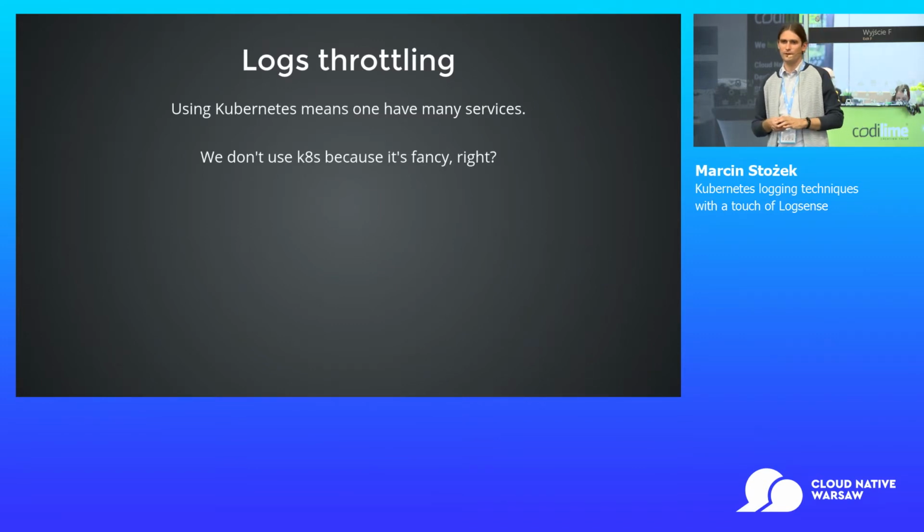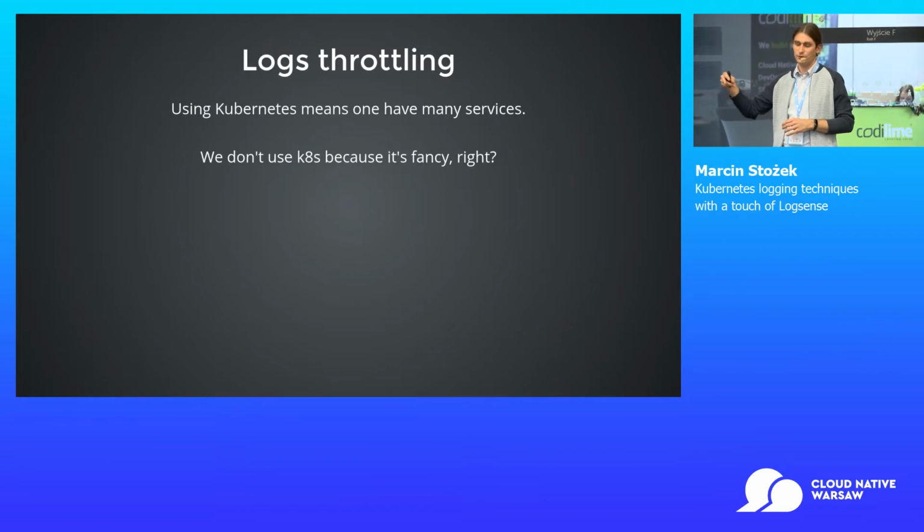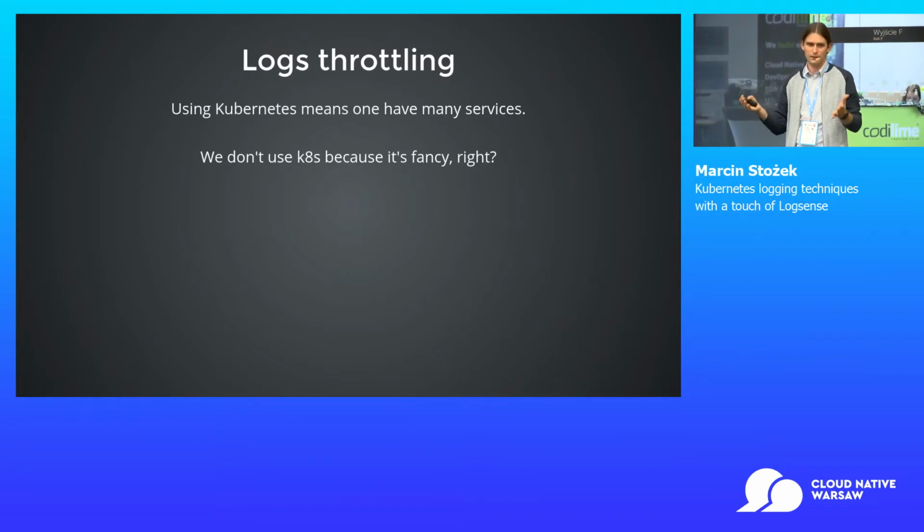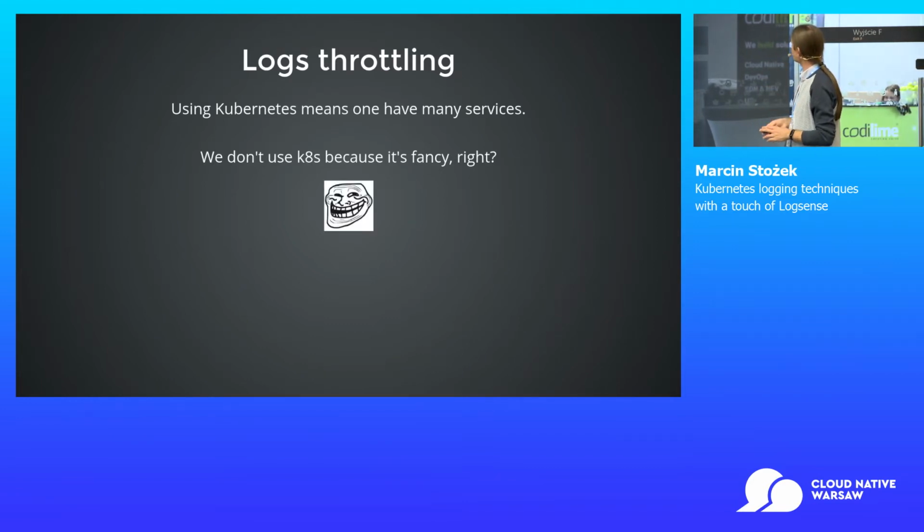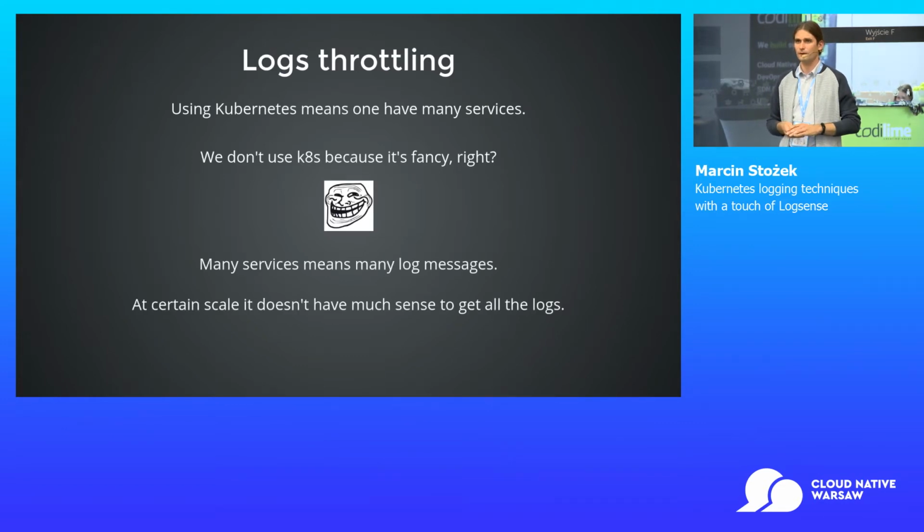And sometimes we can just have a glimpse of what is going on with the applications to know that there are some serious problems, right? We just don't need to see thousands of problems with connections from Postgres. We just want to see, we can see 2 of them and we can know that there is something wrong, right? Because we don't use Kubernetes because it's fancy.